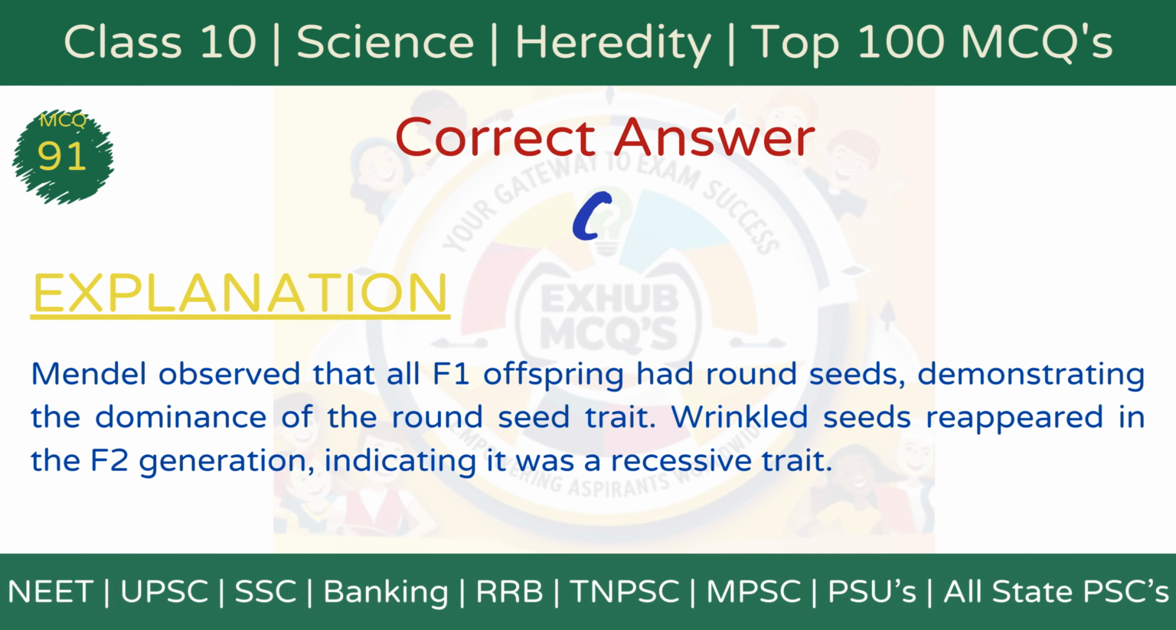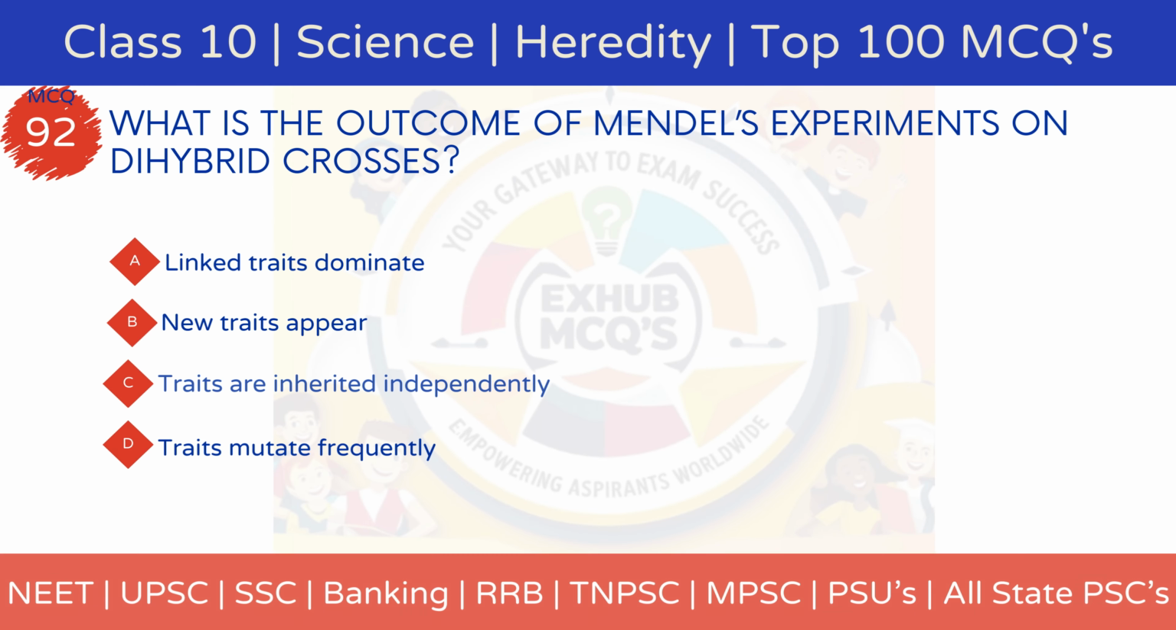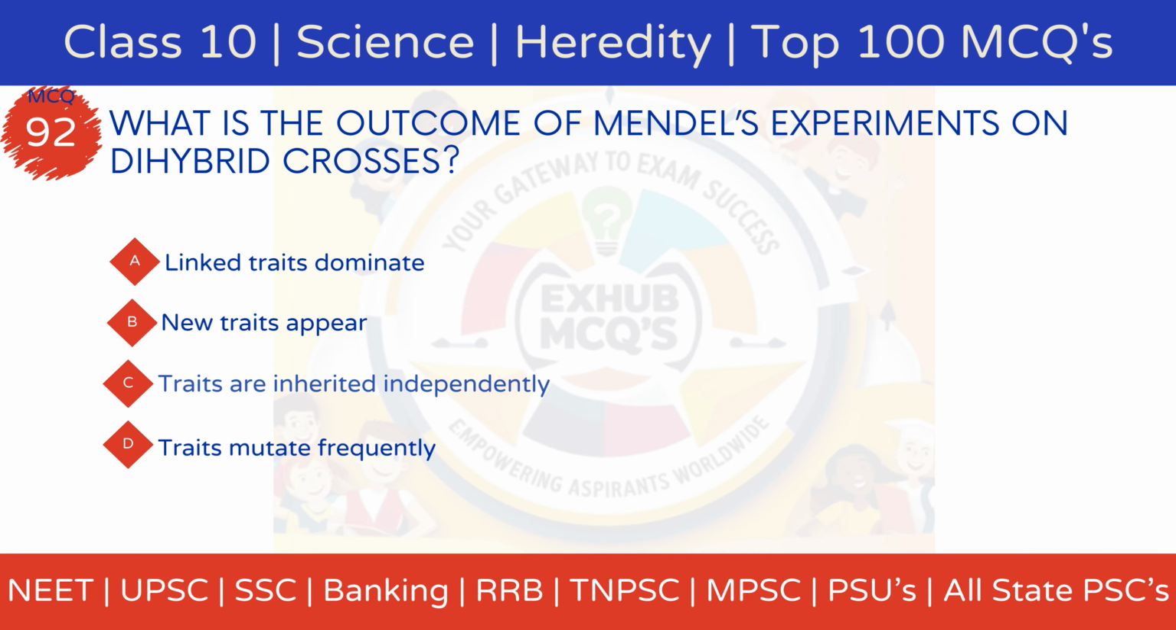The correct answer is option C, round seeds were dominant. Explanation: Mendel observed that all F1 offspring had round seeds, demonstrating the dominance of the round seed trait. Wrinkled seeds reappeared in the F2 generation, indicating it was a recessive trait. MCQ 92. What is the outcome of Mendel's experiments on dihybrid crosses?